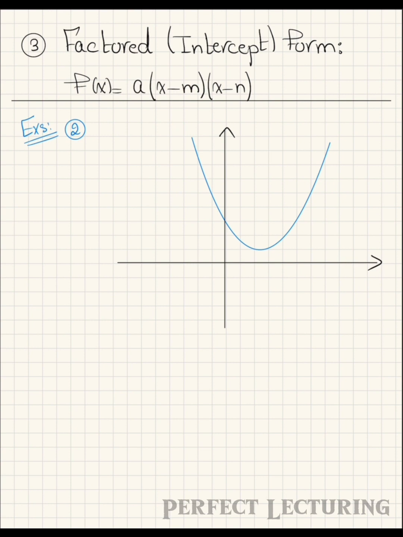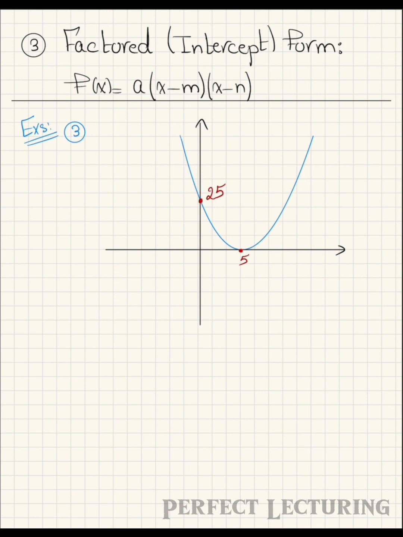What if we have a parabola like this? Since there is no intersection with the x-axis, it is not possible to express it in the intercept form. The only two possible forms here are the general form and the vertex form. There is one more possible case, and it's when we have only one intercept. Here, it is possible to write it in the factored form where m and n are both equal to 5.